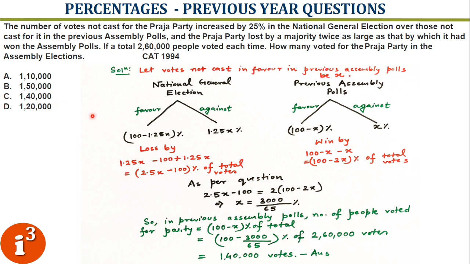Okay, so this is clear. This is very easy, simple calculations. You just do these sums and get x as this much. If x is this much, voted in favor is 100 minus x%. 100 minus x% of what? Of the 2,60,000 people who voted for Praja Party in the previous assembly polls. That is 1,40,000 votes.